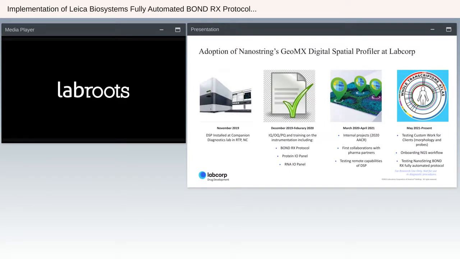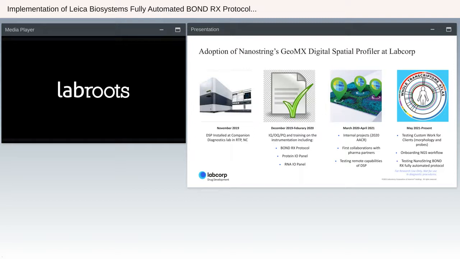So this is the timeline of our adoption here at LabCorp of the NanoString GeoMX Profiler. So we purchased the instrument in November of 2019. We had it installed at our companion diagnostics lab here in Raleigh, North Carolina. And then from December 2019 to February 2020, we did all of our standardized instrumentation, operational and performance qualifications, and then training with the NanoString scientists and a specialist for both the Bond RX protocol, the protein IO panel, and the RNA IO panel. Again, this was a good 3 months of training to make sure we were familiar and comfortable with the system.